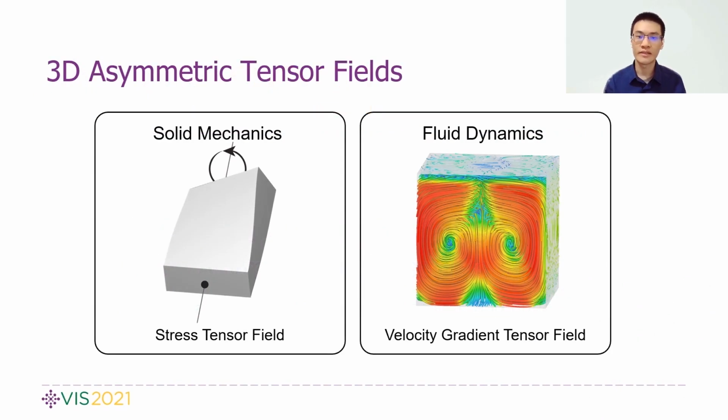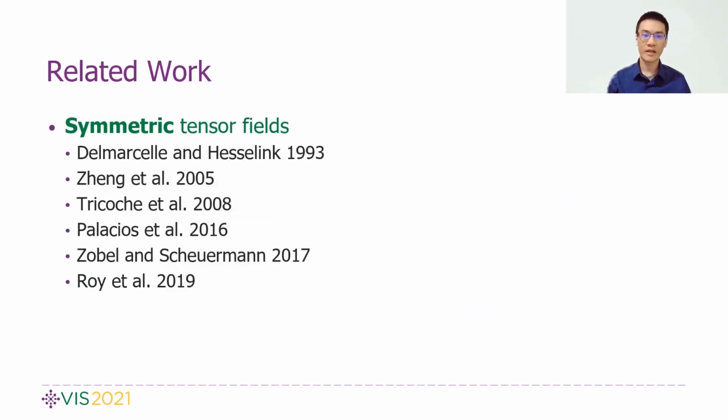3D asymmetric tensor fields have many applications, such as the stress tensor fields in solid mechanics and the velocity gradient tensor fields in fluid dynamics. These tensor fields encode fundamental behaviors such as rotation and deformation. While these types of motions can be understood by visualizing the vector field, tensor field visualization provides a more direct visual representation. Existing topology-based tensor field visualization has focused on symmetric tensor fields.